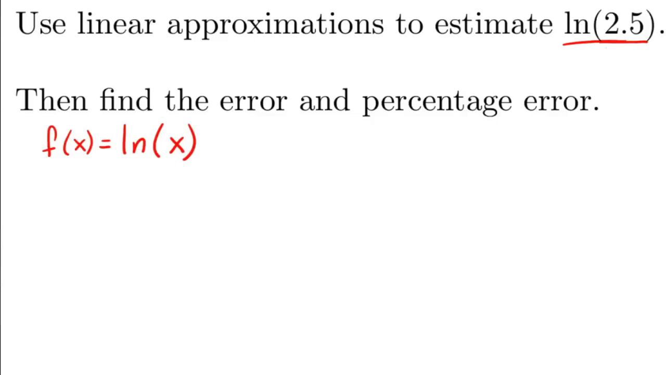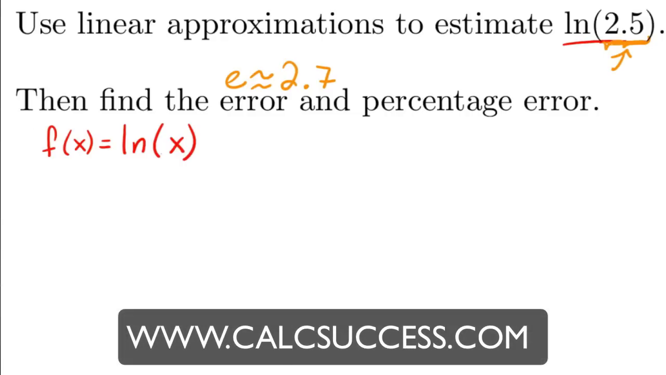Then you have to look for a point that's close to the one you're looking for. The closer the better, but you want it to be one that you can actually find. So if you think of the numbers that you can actually find the natural log of, near 2.5, you go, oh, hey, e is about 2.7, so let's use that number. So we're going to find the tangent line of natural log of x at x equals e, and this is what we're going to use to approximate natural log of 2.5.